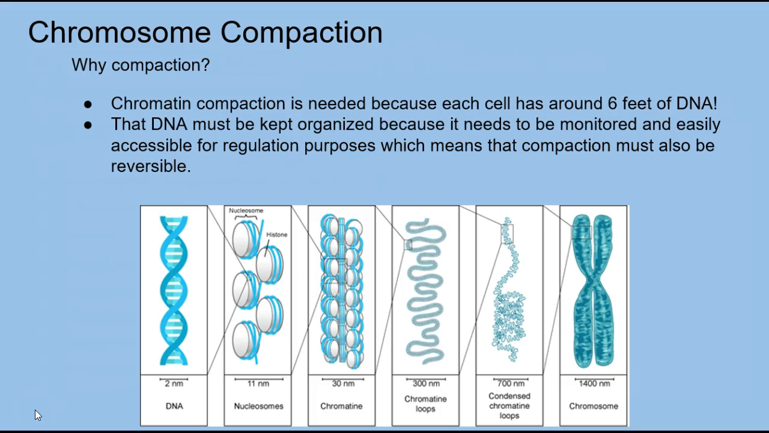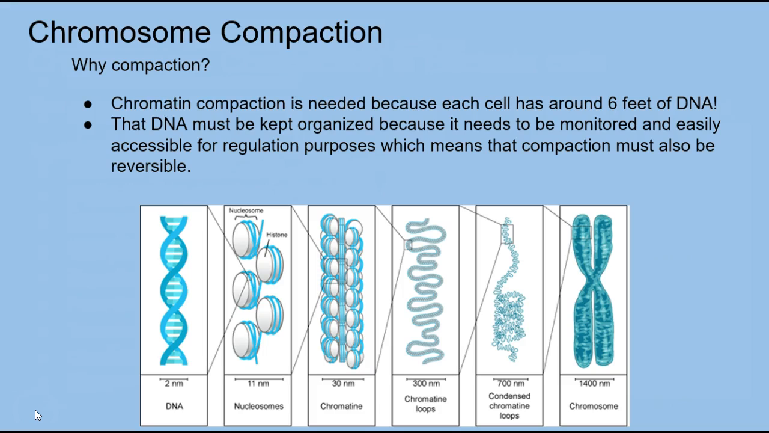So why compact chromosomes? Chromatin compaction is needed because each cell has around 6 feet of DNA. Now, we have billions of cells in our body, and if each cell has 6 feet of DNA, it needs to be completely and severely organized somehow. That DNA must be organized because it needs to be monitored and easily accessible for regulation purposes, which means that compaction must also be reversible.